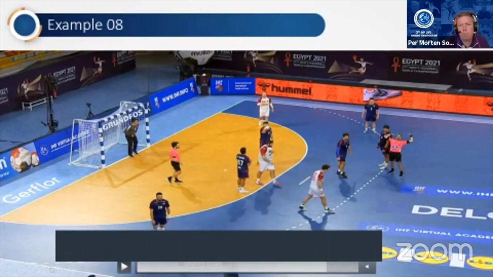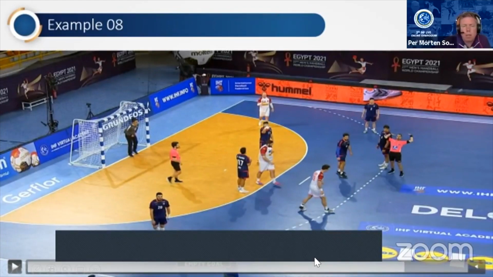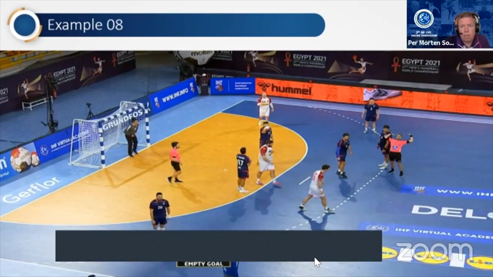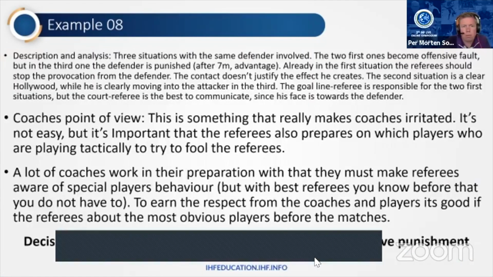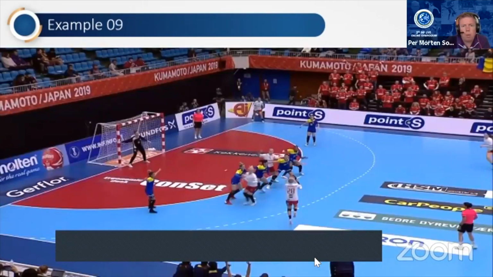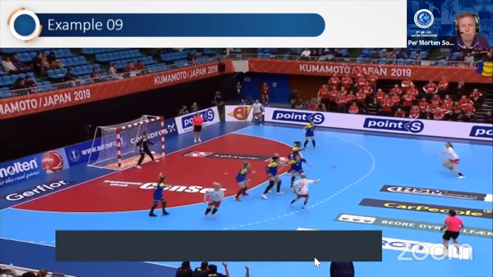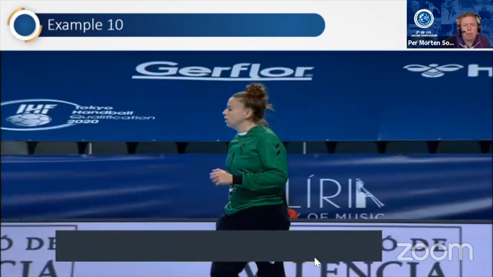This is a progressive punishment, but it's in the second half. So therefore, a progressive punishment also is a 2-minute suspension. This is not allowed, for sure, never an offensive foul. This is something we need to stop. We can skip number 9, it's more or less the same. And we can play number 10.